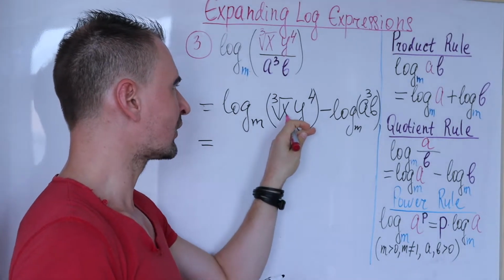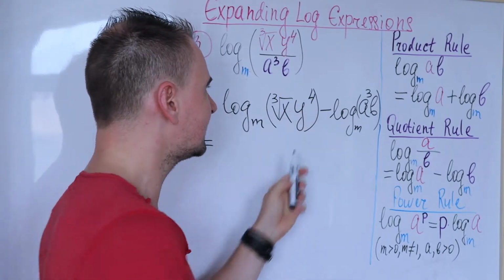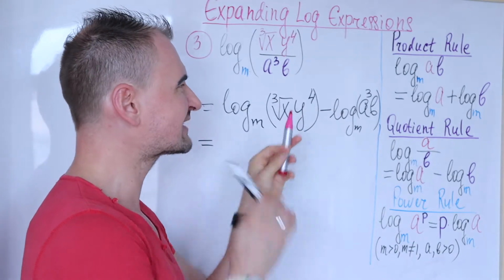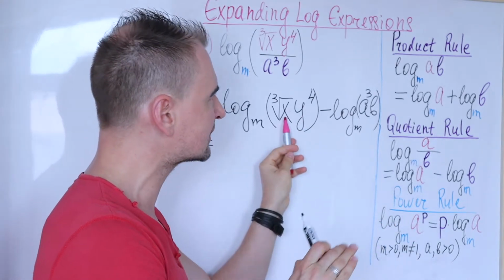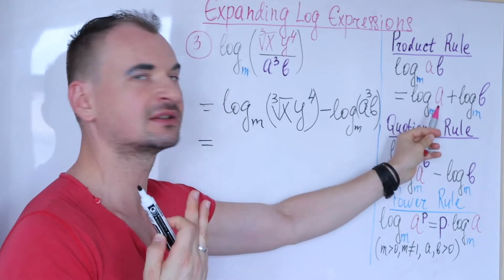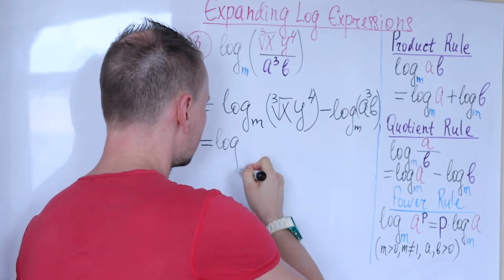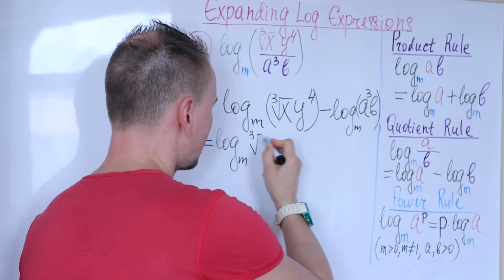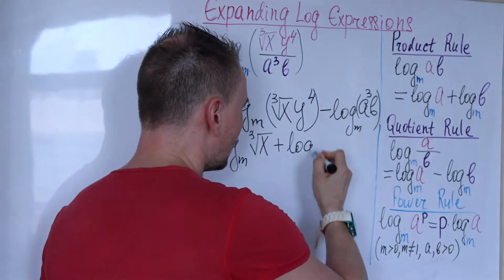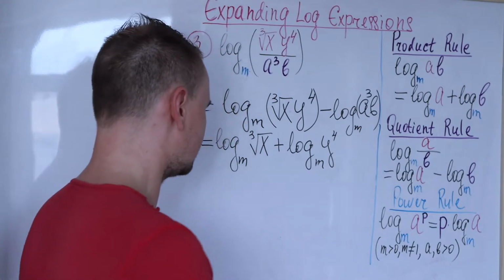Now look at the first log. Inside you have the product, the cube root of x being multiplied by the second factor, which is y to the fourth. So you want to break it up into two logs added together by using the product rule or product property. So it becomes log base m of cube root of x plus log, same base m, of y to the fourth power.